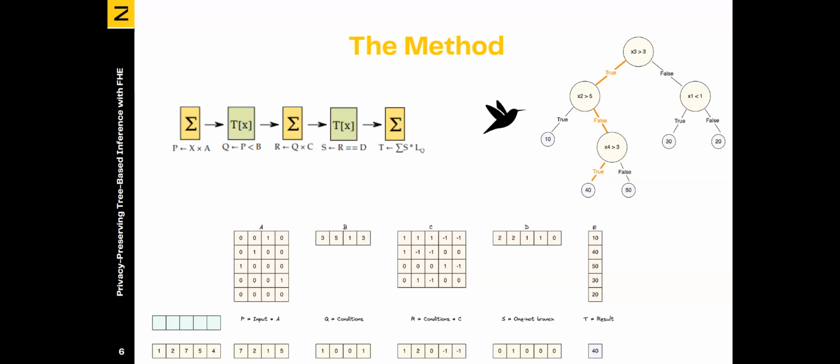So all in all, you have a few dense layers, which are very easy to do in FHE, and in particular in TFHE. And you will have 2 layers of PBS, one to compute the conditions and one to compute the one-hot vector.